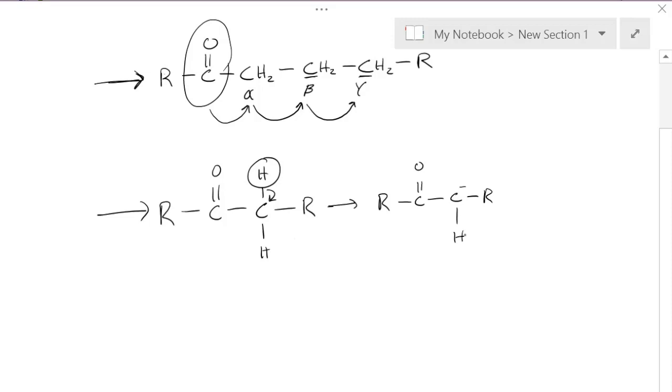Now I can resonate the negative charge on the carbon with your carbonyl compound. If I were to move the negative charge down and make a double bond here, the double bond between your carbonyl would go up to the oxygen. And so I get a resonance structure that looks like this. This resonance form between the double bonded carbon and the carbonyl is known as an enolate ion.